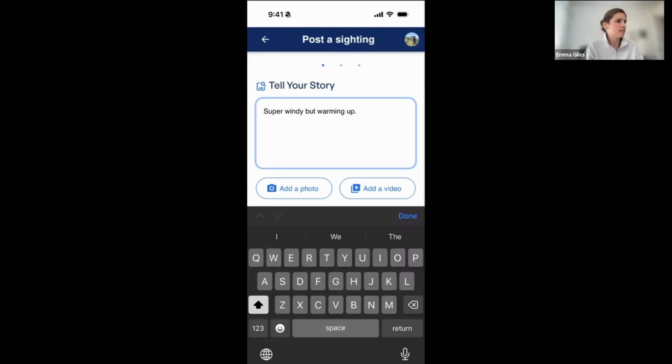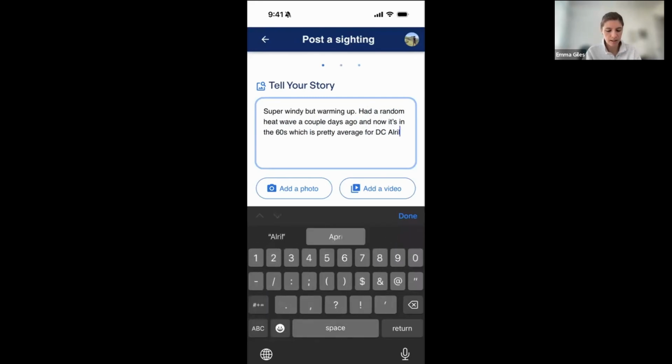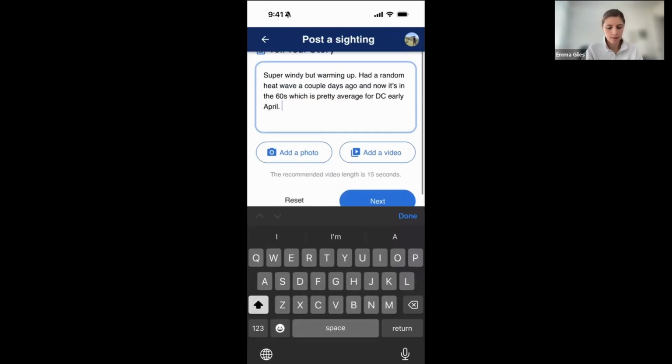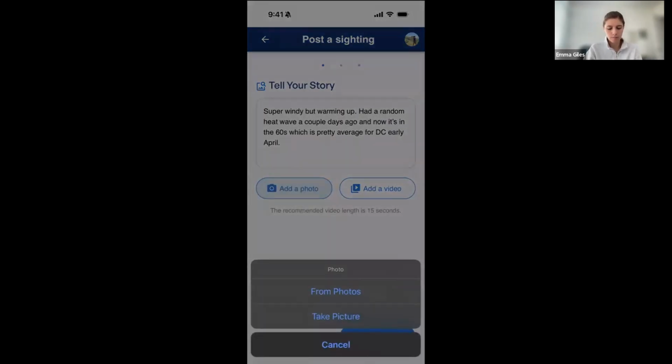So here it's in the 60s, super windy but warming up. Had a random heat wave a couple days ago. And now it's in the 60s, which is pretty average for early April. And then for my video, I'm going to take a picture out my window.